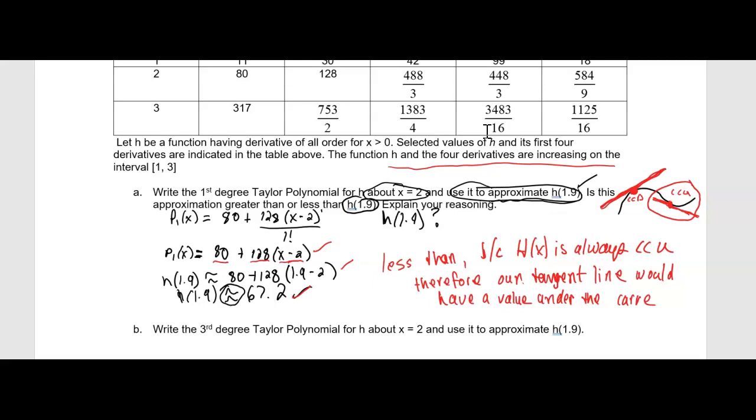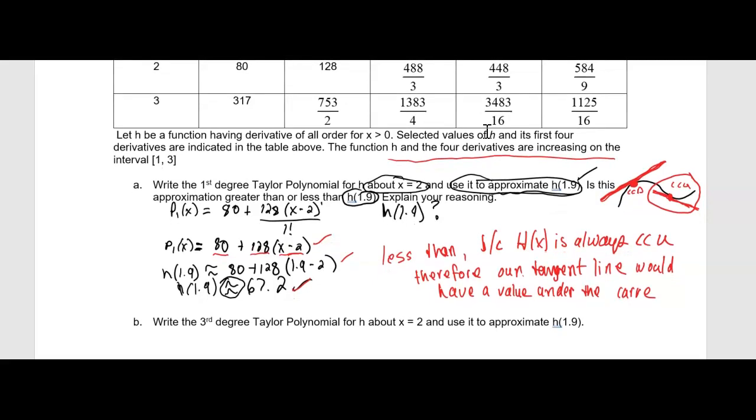All right, letter B is again asking you to look at x equals 2. You're now going to write a third degree Taylor polynomial about 2, and then do the same exact thing. We're going to approximate h of 1.9. We just did that up here, but the whole theory behind this is the more terms we include, the more accurate our approximation would be. So if this is a first degree polynomial, when we do a third degree Taylor polynomial, it should be even more accurate.